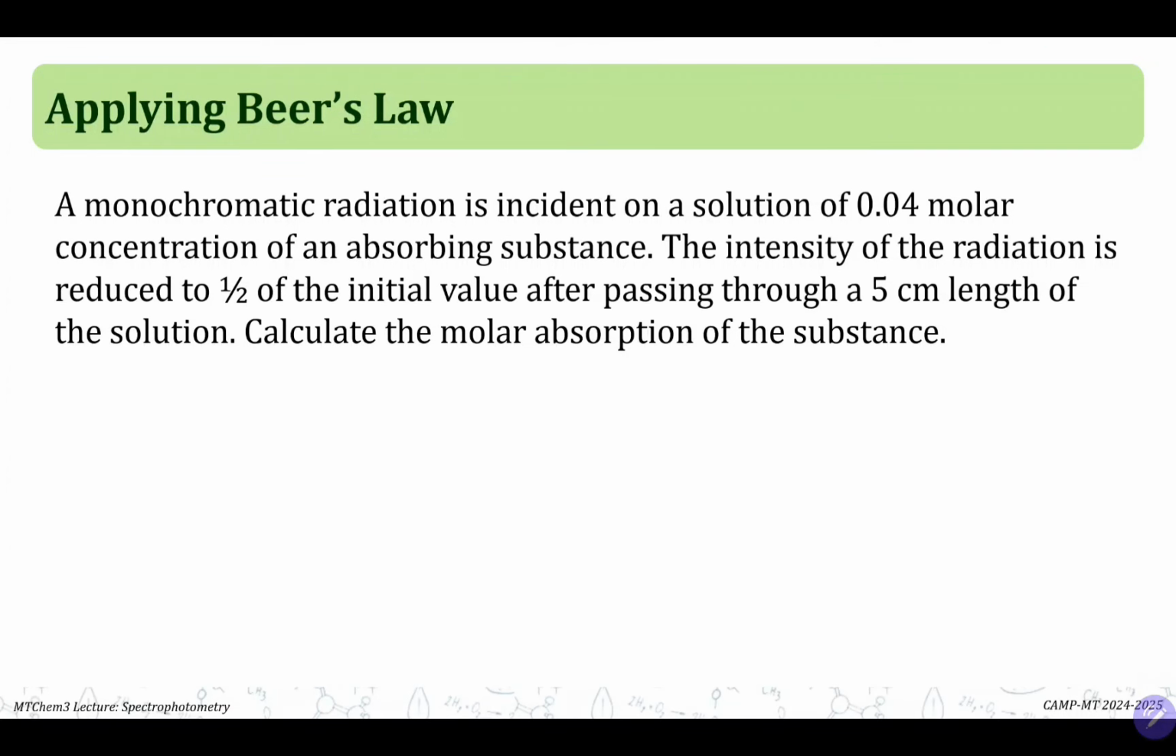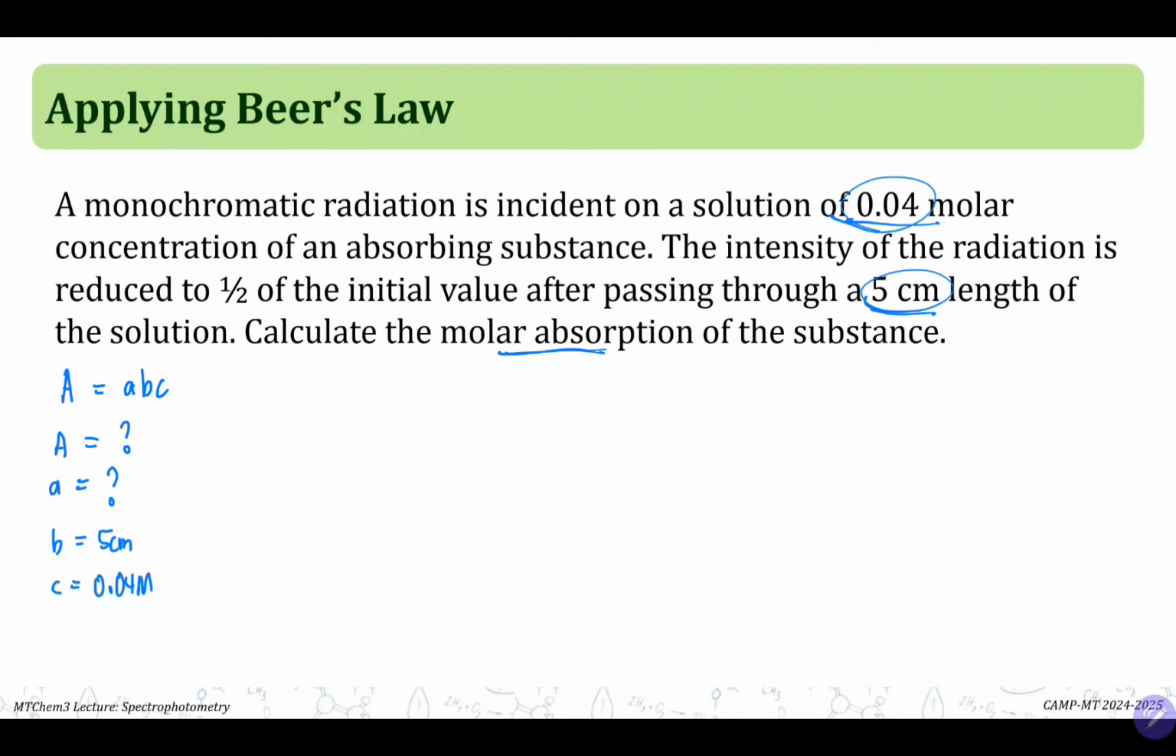Next sample problem. A monochromatic radiation is incident on a solution of 0.04 molar concentration of an absorbing substance. The intensity of the radiation is reduced to 1/2 of the initial value after passing through a 5 cm length of the solution. Calculate the molar absorptivity of the substance. So we have your general formula, A = abc. Your absorbance is not given, so question mark. Next, your a or your molar absorptivity is what you are asked to calculate, so nawawala din siya. Next, your b or your path length is given at 5 cm. And your concentration of the solution is given at 0.04 M.